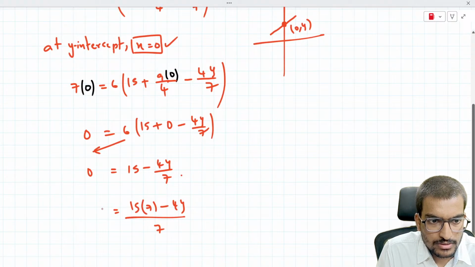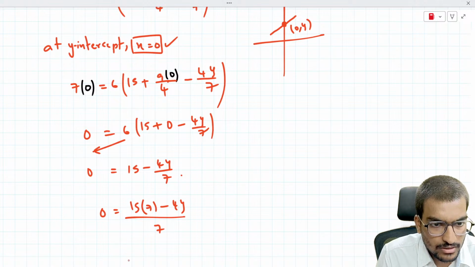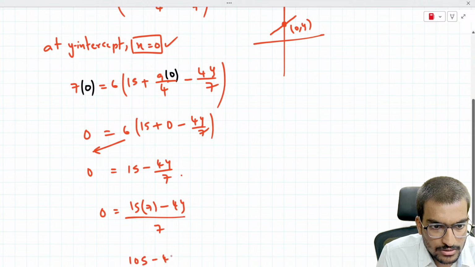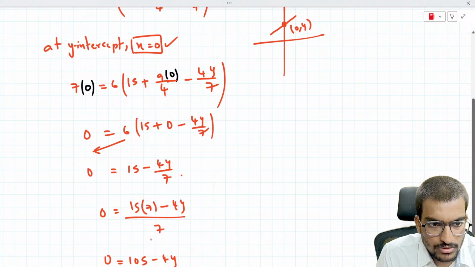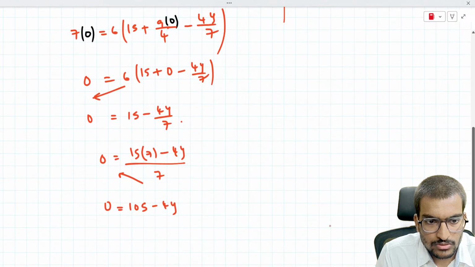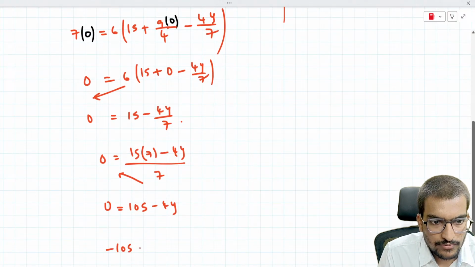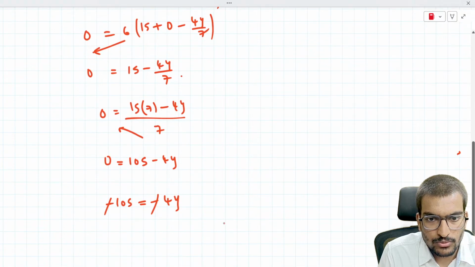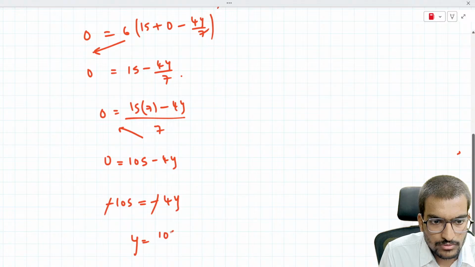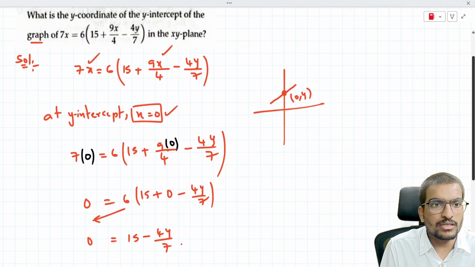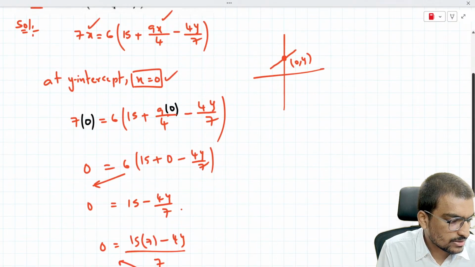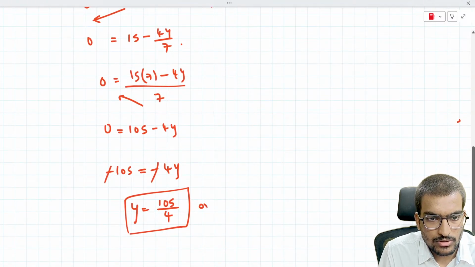that divided by 7 equals 0, so we end up with 15 times 7, 105. 105 minus 4y equals 0, so it's going to be negative 105 equals negative 4y. Negative of 105 by 4 is the y value. If you want to write it in decimals, put it in the calculator, you get something like 26.25.